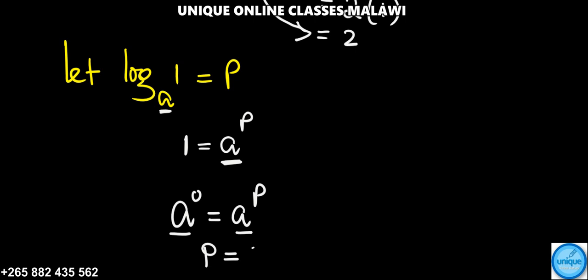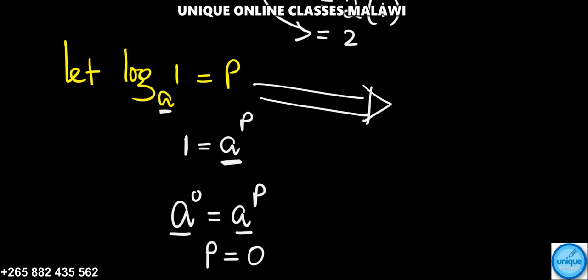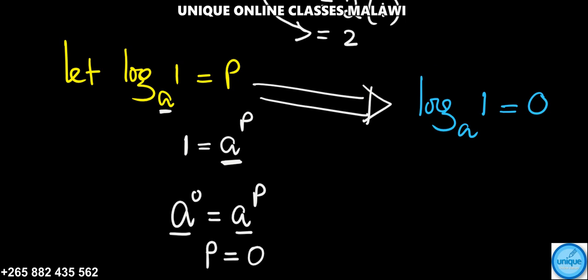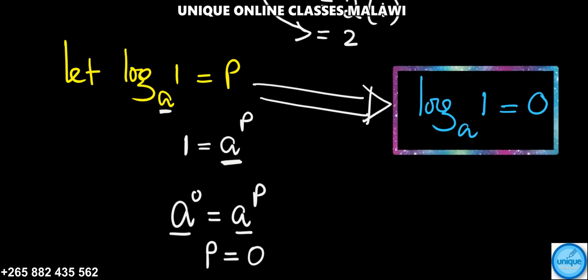So p is equal to 0. So where we have p, we put 0, and we have derived that log of 1 to any base, the answer is 0. You can write it on your calculator and punch it to see what the answer is. It gives you 0, whether it is log of 1 base 100 or base 2 million.